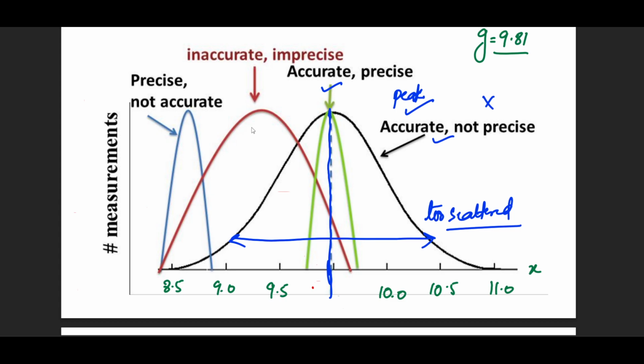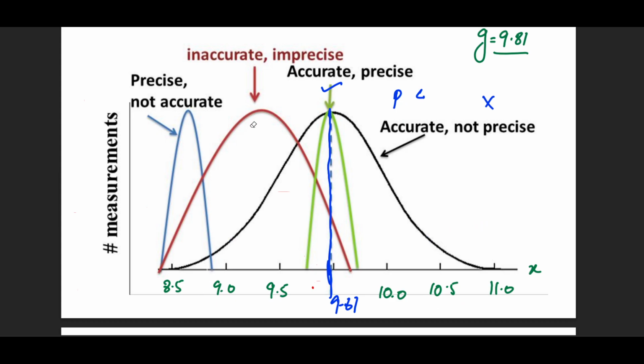Can I predict that next time I do the experiment, I will get the 9.81 answer? No, I cannot, because the range of answers is very wide. I can get an answer as high as 10.5 or as low as 9.0. I don't know. That's why the results are not precise, because they are not closely packed together. They are not tightly packed. Simple as that. So we understand this graph as well. Let's move on to the next, the red one.